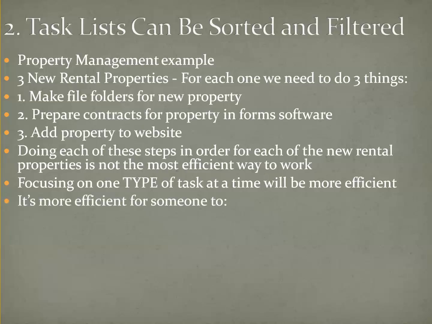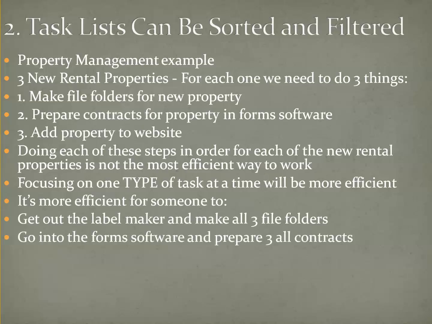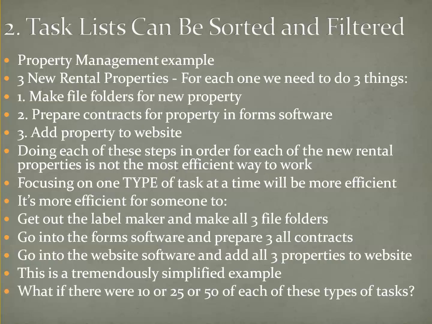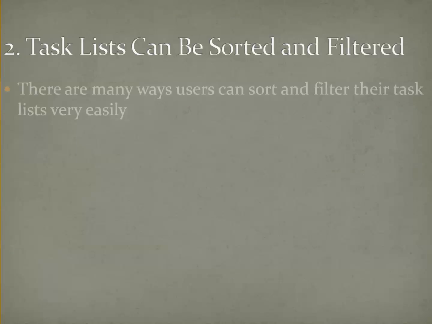So it would be more efficient for someone to get out the label maker and make all 3 file folders. Then go into the form software and prepare all 3 contracts, and then go into the website software and add all 3 properties to the website. Now, this is a tremendously simplified example. Think about if there were 10 or 25 or 50 of each of those types of tasks.